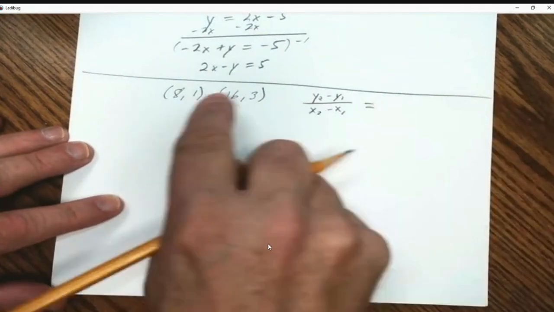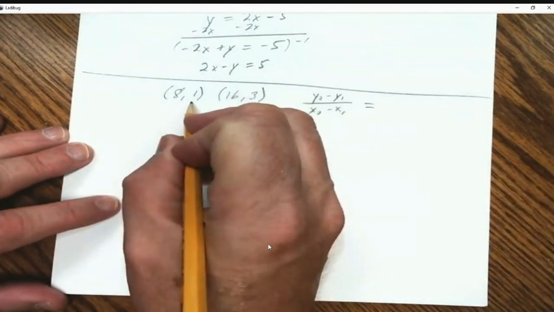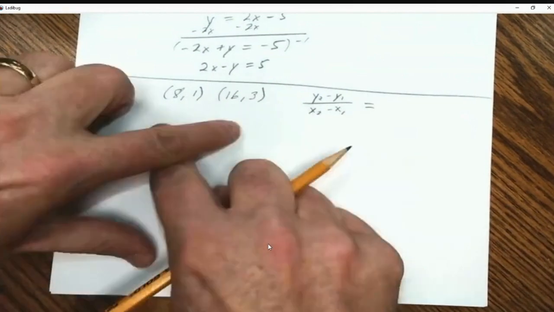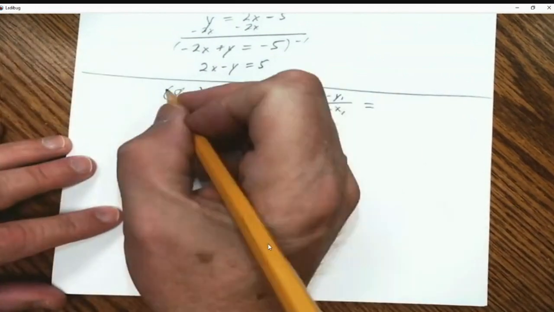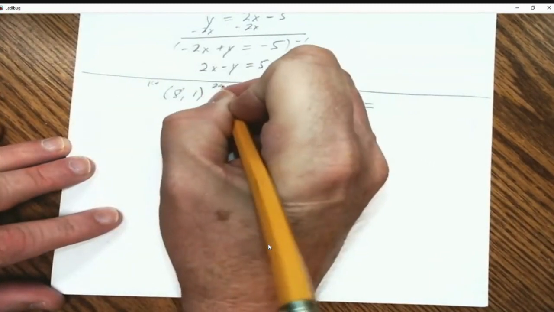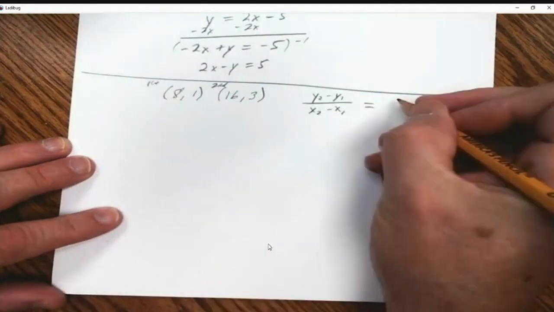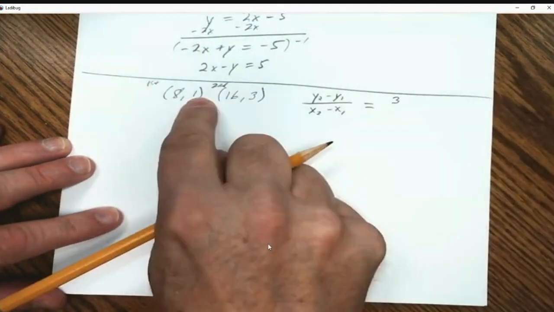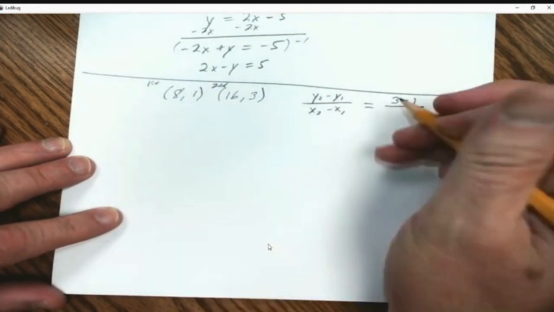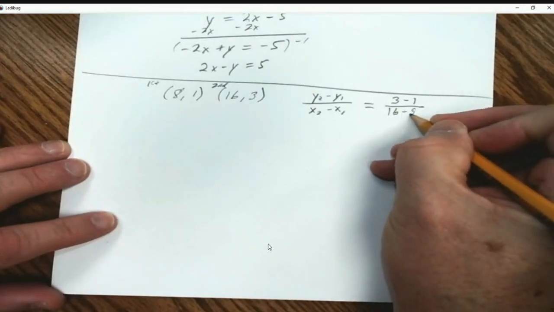So y2, we can determine either one of these as y1, y2, right? We could say this is y2. If we do, that means this is x2. You can't do it opposite. But we're going to say this is the first one and this is the second one. So we'll just determine it that way, first and second. So y2 is 3. y1 is 1. So 3 minus 1. x2 is 16 then, since we said 3 was the y2, minus 8.